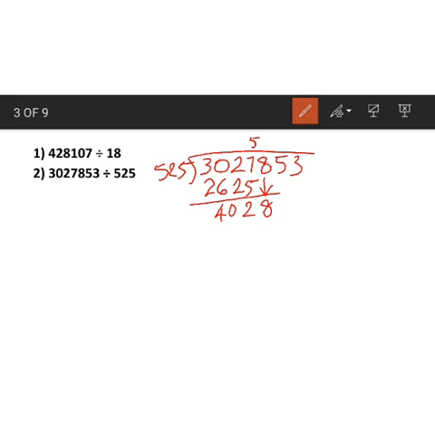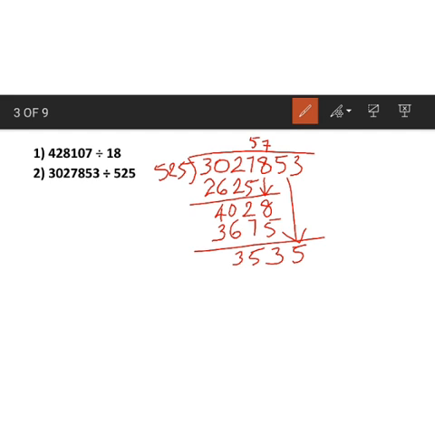525 into 8 is 4200. So it will go for 7 times, so we can write 7 here and 3675 below 4028. Now when we are subtracting, we will get 353. Now we have to bring down the next one, which is 5.